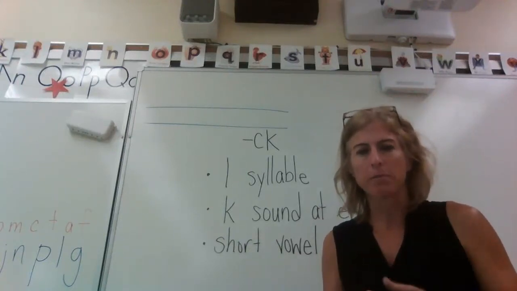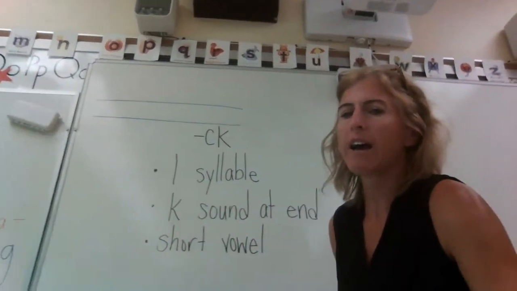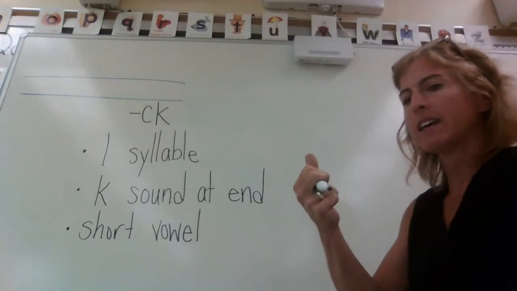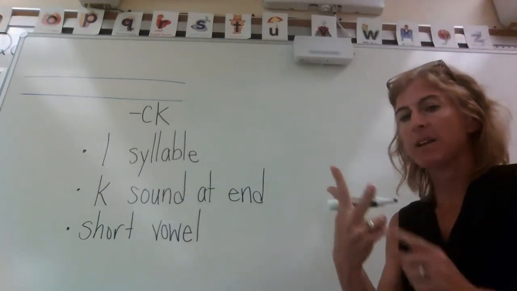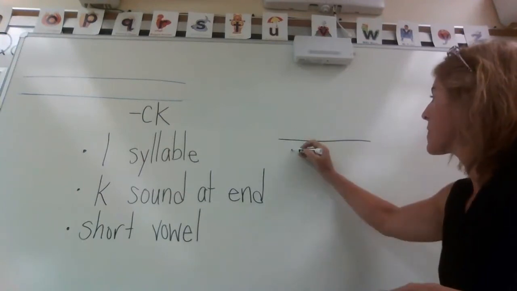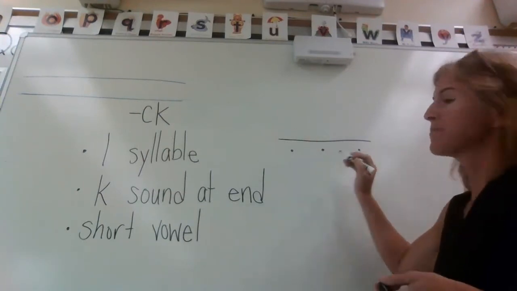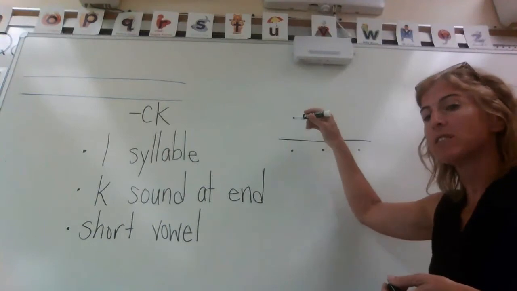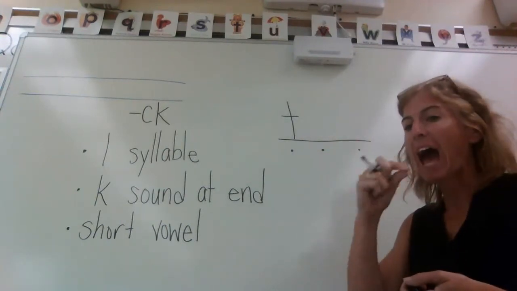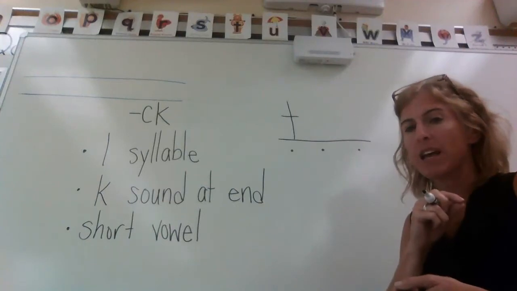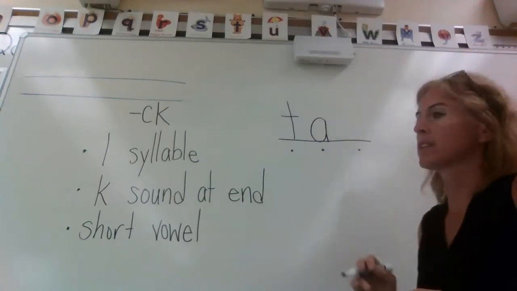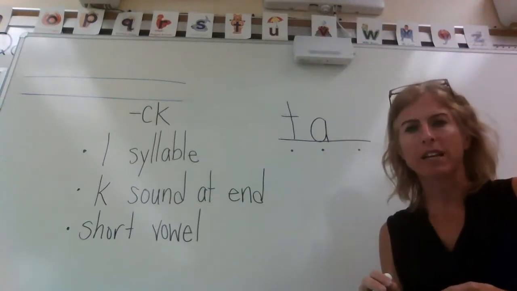Let me give you some examples. All right, I have the word tack. T, a, k. There are three sounds in this word. T is my first sound. That's the letter T. A is my second sound. That's the letter A. K is my third sound.